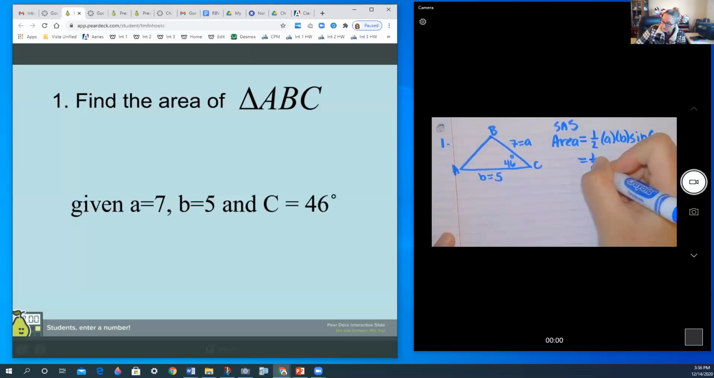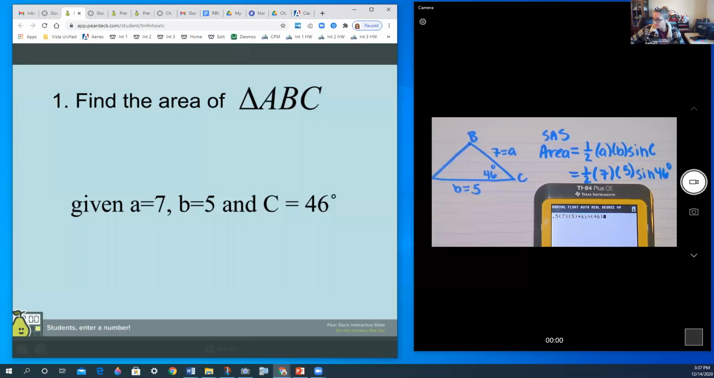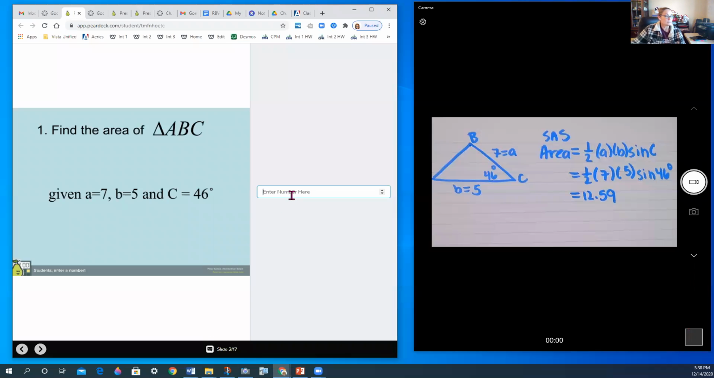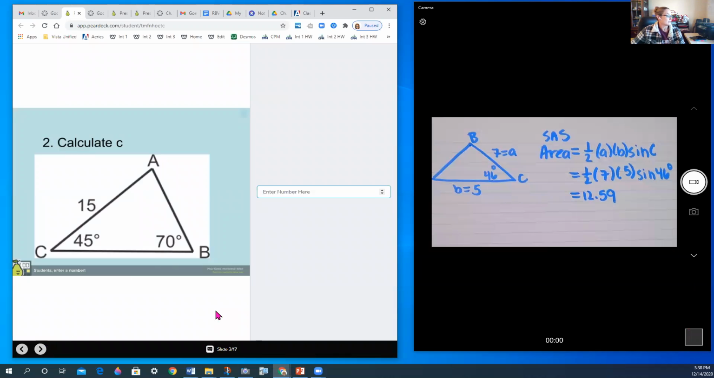And so I'm going to have 1/2 times 7 times 5 times sine of 46 degrees, and I'm going to put that into my calculator. And when I put that into my calculator, I end up with 12.59 when I round. So I will enter in 12.59 for my answer. Okay, next one.